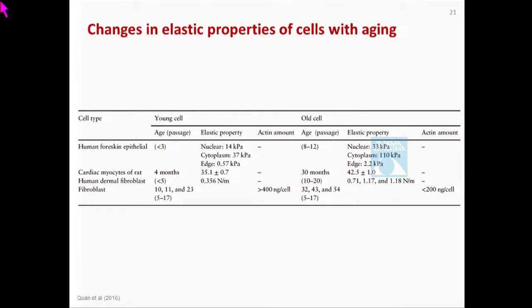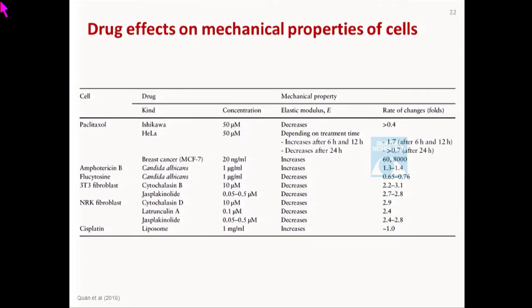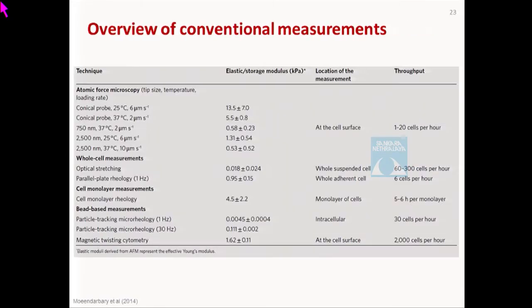So this slide shows the aging of the cells. As you leave cells for a longer time, the stiffness of the cells would increase with aging. And people have also tried to use drugs to control stiffness of cells. Most of these drugs tried against the cells show that the elastic modulus in most cases has decreased, but there are certain cases where drug treatment has increased the elastic modulus of cells.